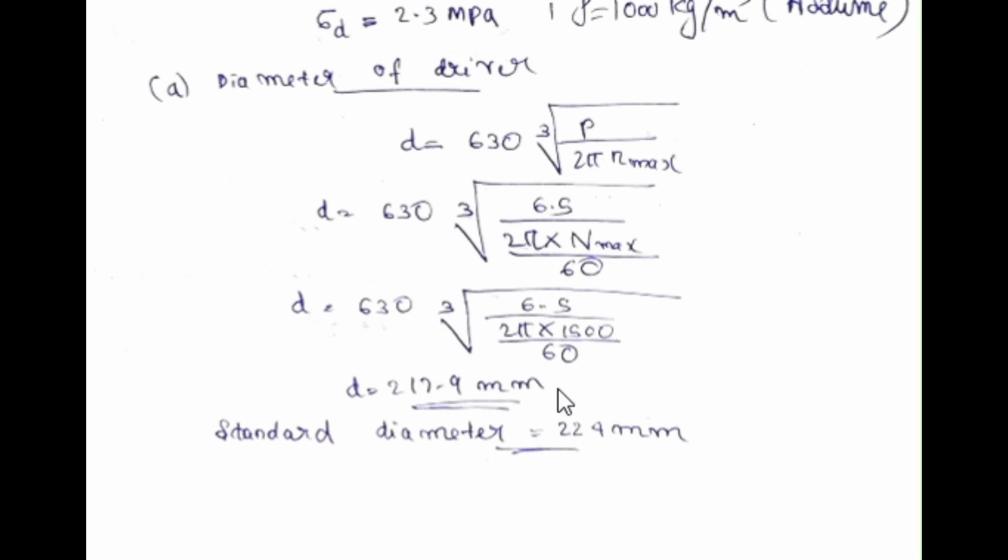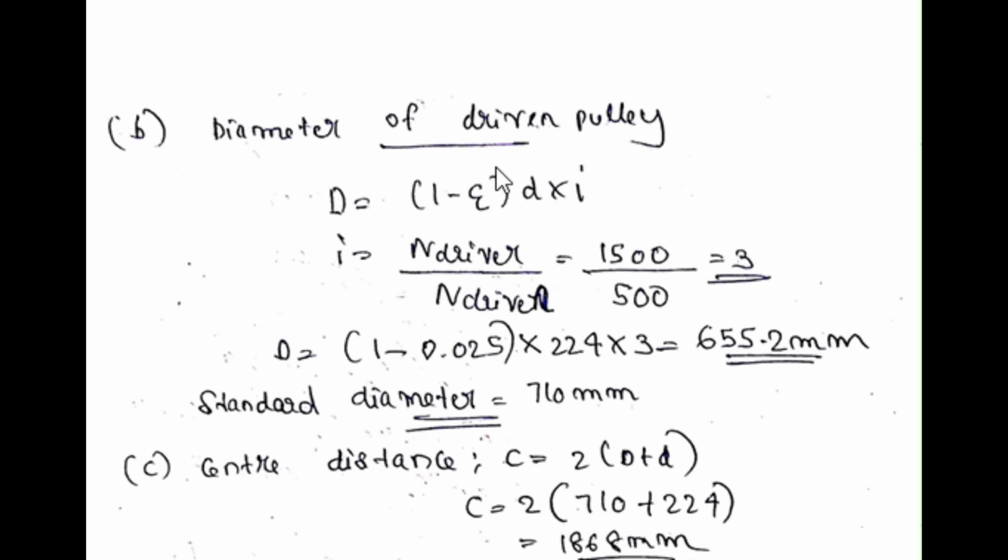That's not the standard diameter of pulley. You can find the standard diameter of the pulley in the data book. So the next standard diameter will be 224 mm. Okay, so that is the standard diameter of the driver. Next thing, we have to find the diameter of the driven pulley.